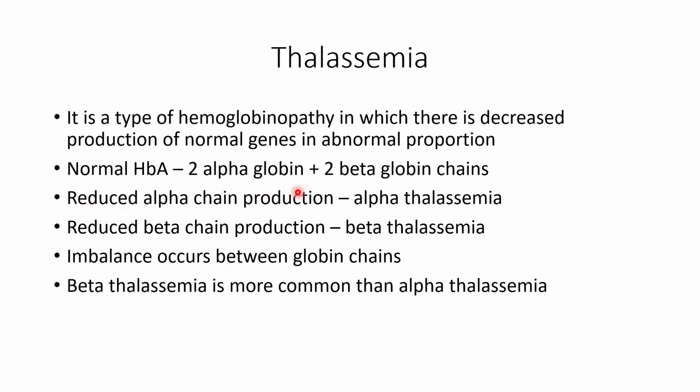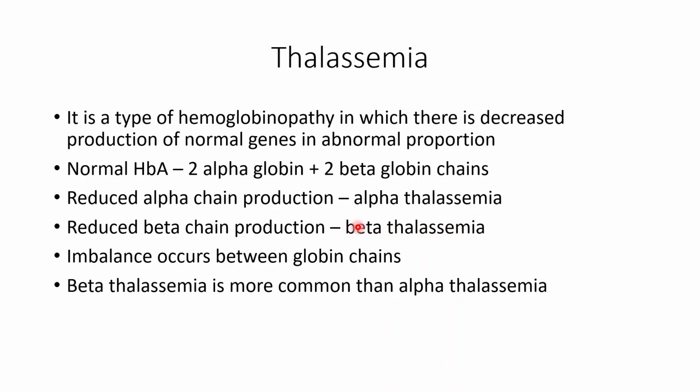Now when there is reduced normal alpha globin chain production, it is called alpha thalassemia. When there is reduced normal beta chain production, it is called beta thalassemia. Now the problem is that there is an imbalance between these globin chains. In alpha thalassemia, there are decreased alpha chains. In beta thalassemia, there are decreased beta chains.